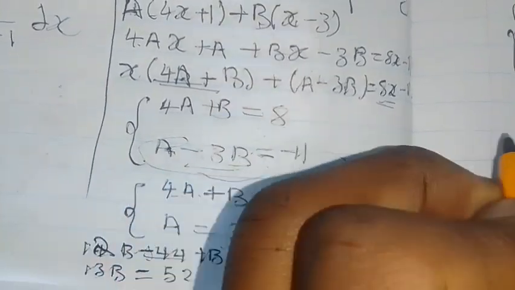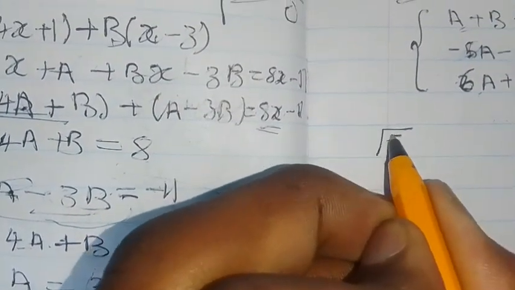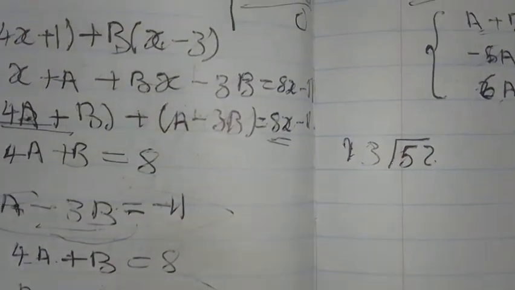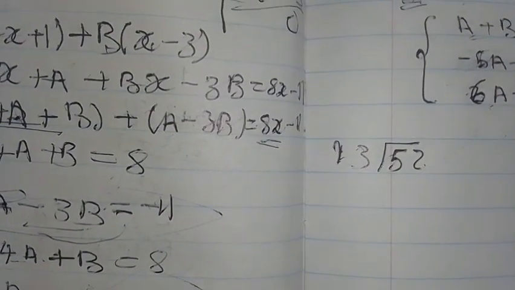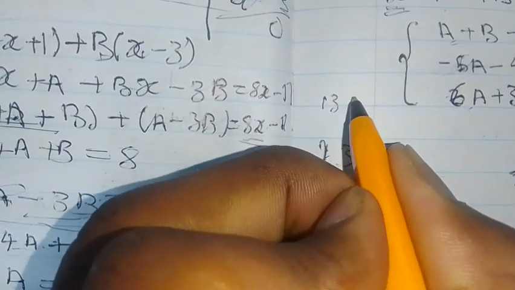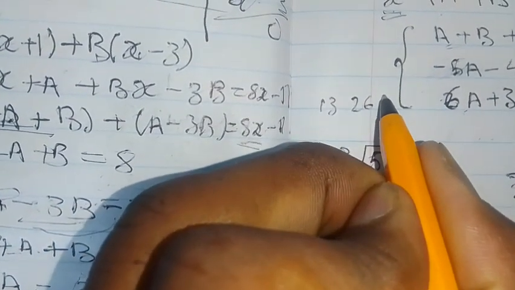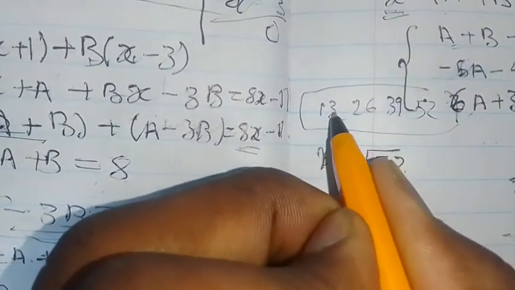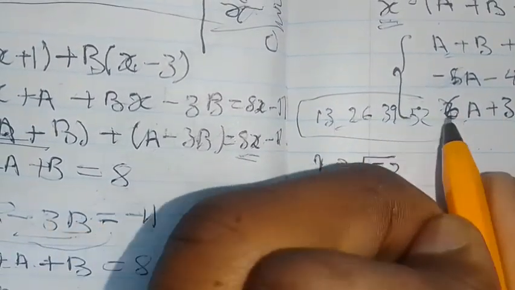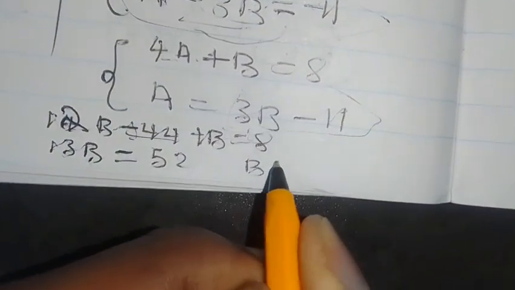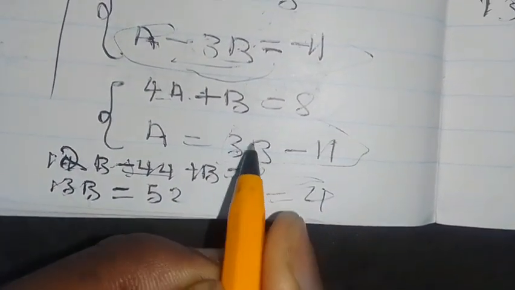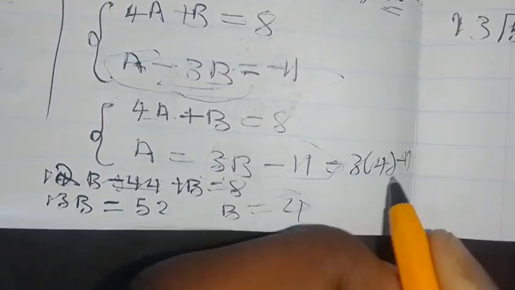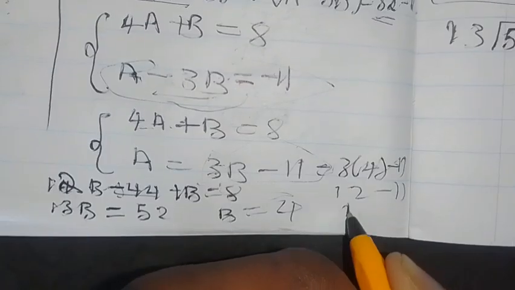We can just work on that. Let me work it on this side. 52, we divide it by 13. How many 13s are there in 52? If you work on that, you'll have 13, 26, 39, and then you'll have 52, right? So how many 13s are there? It's going to be 4, right? 1, 2, 3, 4. So that means that b is the same as 4. And if b is 4, a equals what? 3 times 4 minus 11, which is 12 minus 11, so a equals 1.